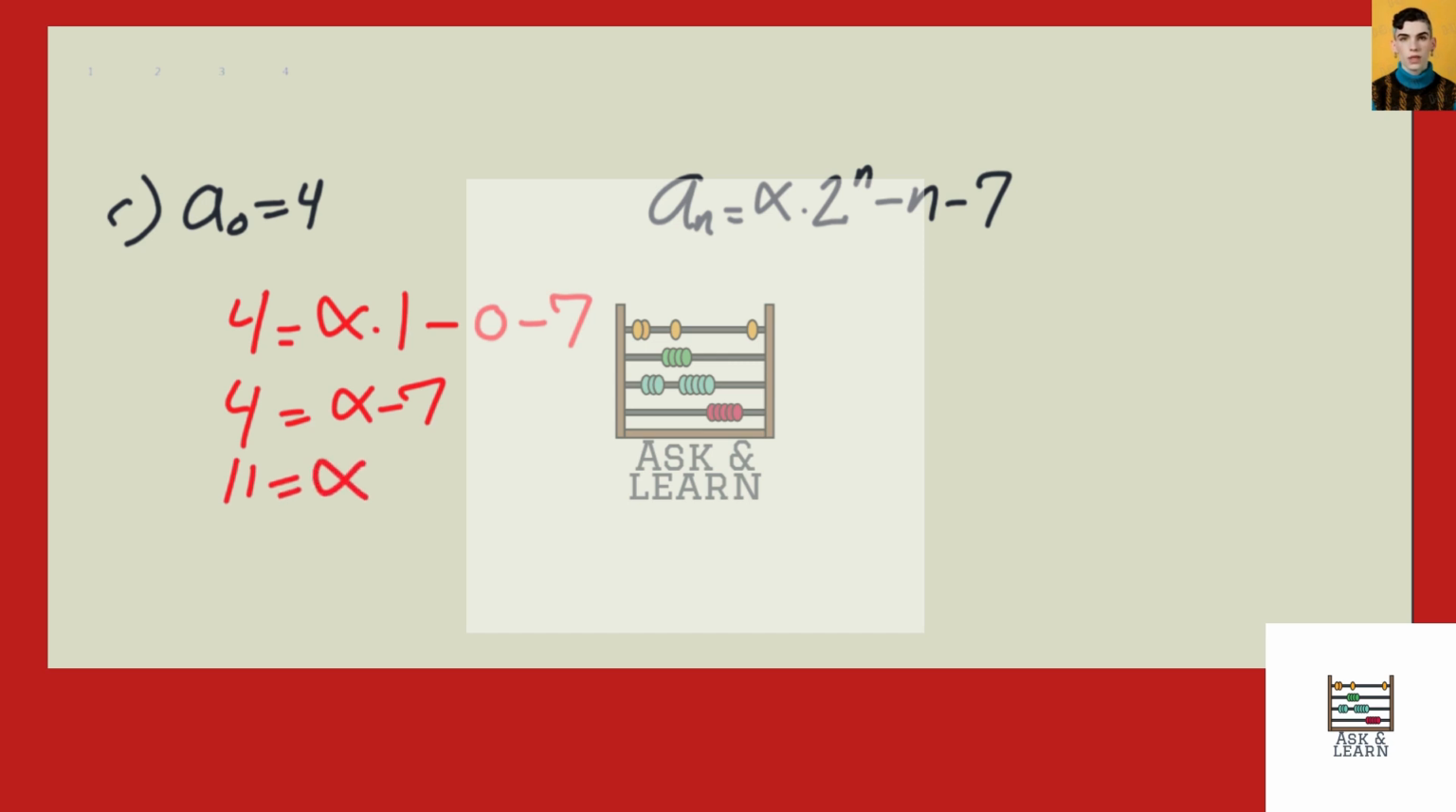So we can rewrite this solution with 11 in place of our alpha. So we get that a_n is equal to 11 times 2 to the power of n minus n minus 7.